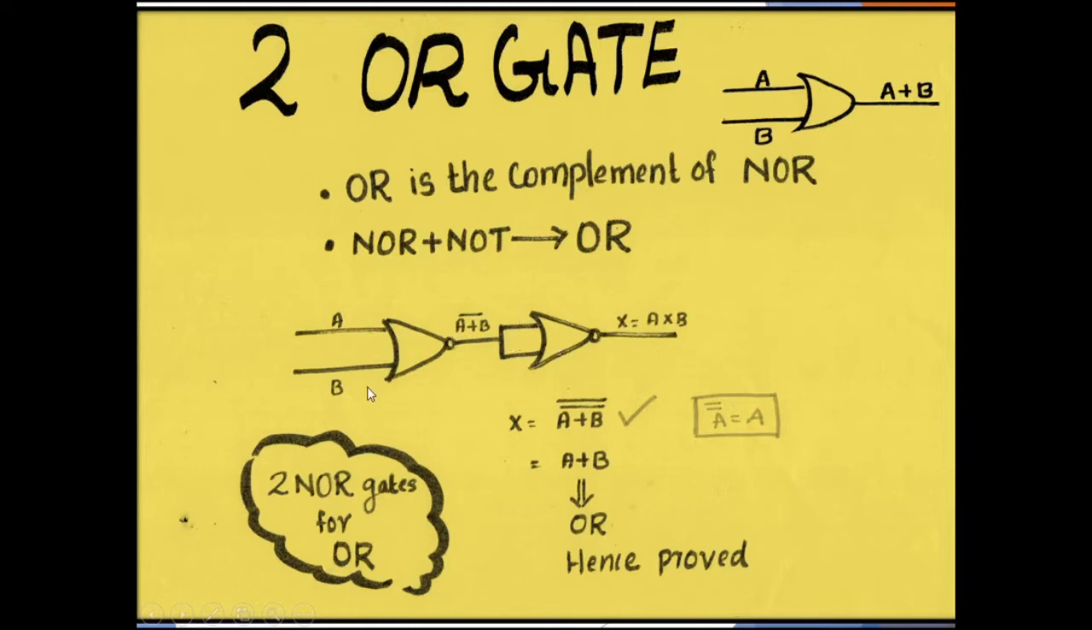So here the output of the first NOR gate is A plus B whole bar, and this is passed through again a NOR gate which is used for inversion. So the output X is equal to complement of A plus B whole bar, that is X is equal to A plus B, whole bar bar. That is, double complement of a variable is the variable itself. So X is equal to A plus B. Hence, with two NOR gates, we can construct OR implementation.